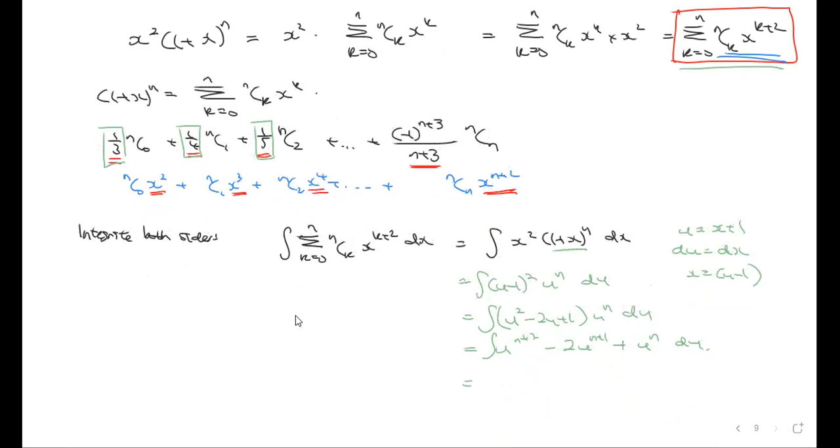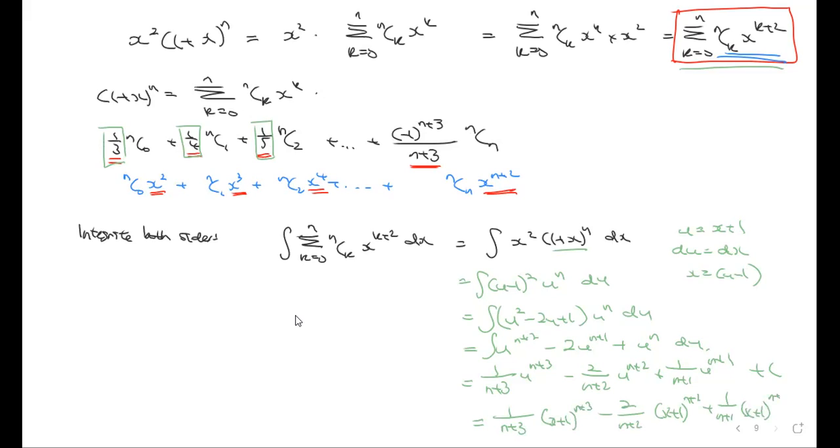So we're going to get 1 over n plus 3 u to the n plus 3, minus 2 over n plus 2 u to the n plus 2, plus 1 over n plus 1 u to the n plus 1. And in other words, it's going to equal, we're going to need to put the plus c on one side, right? So it's going to be 1 over n plus 3, (x plus 1) to the n plus 3, minus 2 over n plus 2, (x plus 1) to the n plus 2, plus 1 over n plus 1, (x plus 1) to the n plus 1, plus c. So that's the right-hand side.